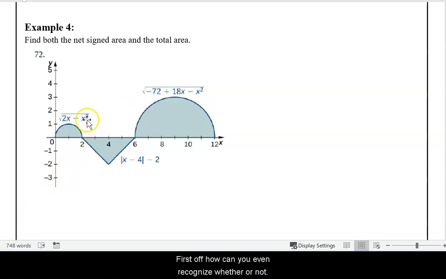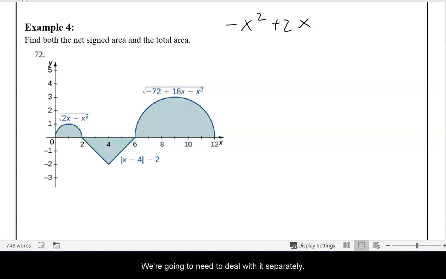First off, how can you even recognize whether or not negative x squared plus 2x is a semicircle? Is it a semicircle? How can you determine that? Let's pull the negative x squared plus 2x to the side. We're going to need to deal with it separately.